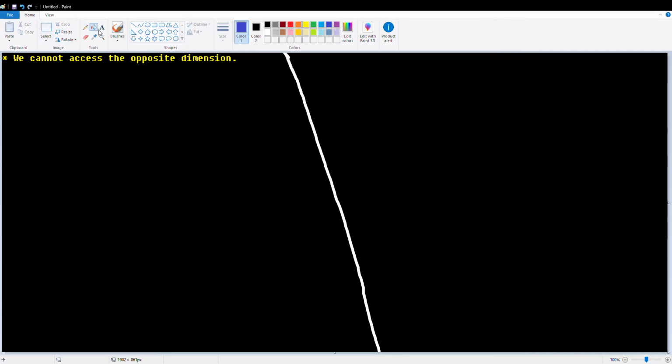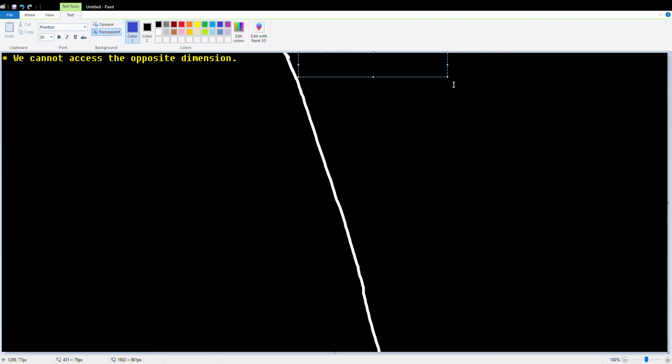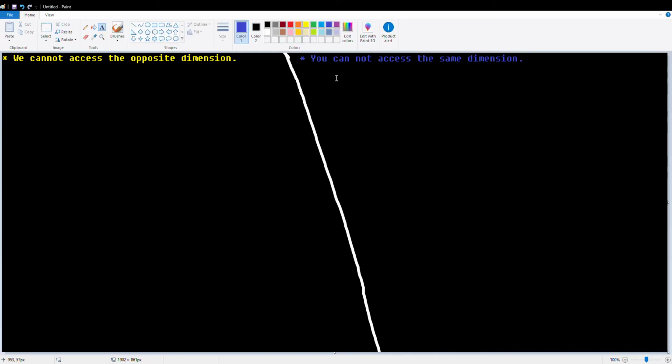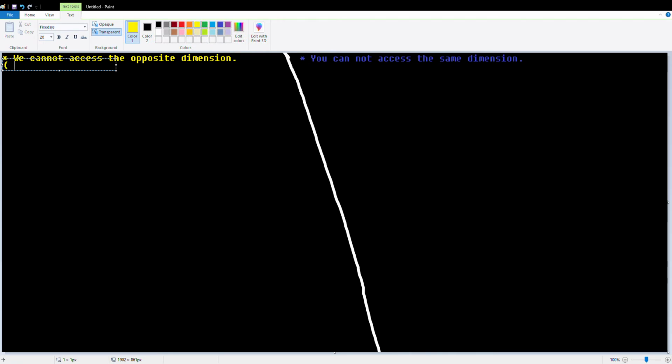Except that I wrote that. We need everything to be the opposite of itself. So we're going to put you can not access the same dimension. Yeah, there we go. This doesn't make sense because you are constantly in whatever dimension you are in. But that is a rule of our dimension. You are in the dimension you are in, and yeah, that makes sense because we are in our normal non-opposite dimension.